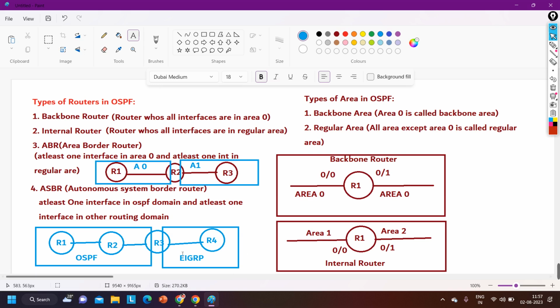In the EIGRP domain, we can run another routing protocol also, like RIP. Then also R3 will become an ESBR router. Is it clear, guys? Yes, that's clear. Okay.